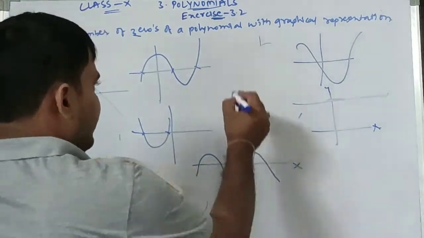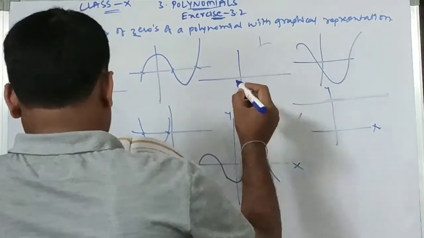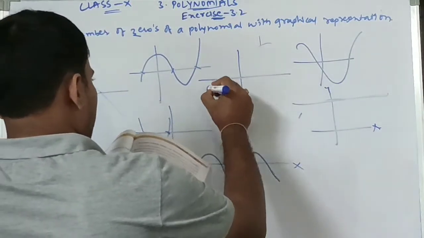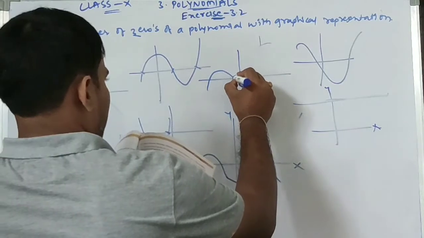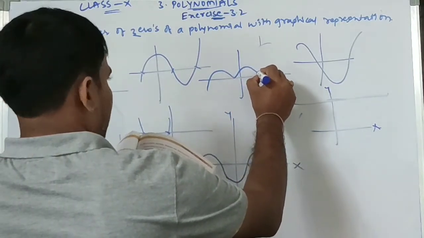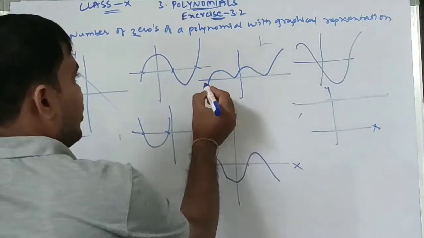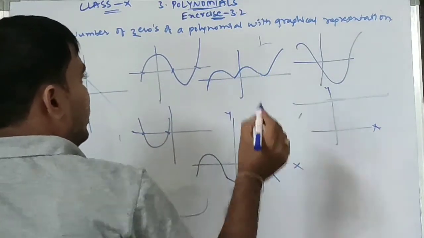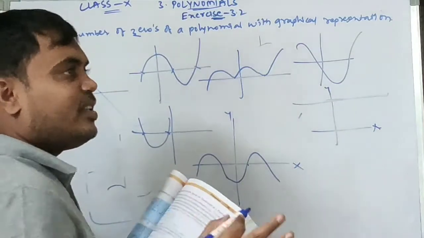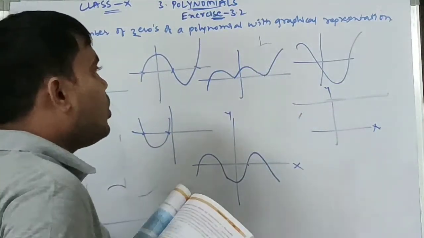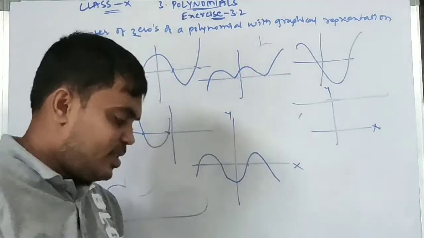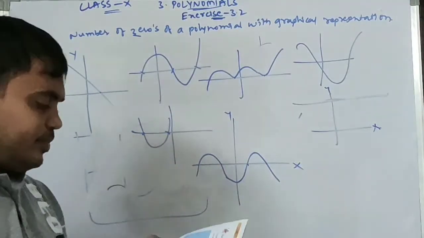So, the last one. How many points is it intersecting? Let me count: 1, 2, 3. So these three are the points of intersection with the x-axis. So the number of zeros of this curve is 3.